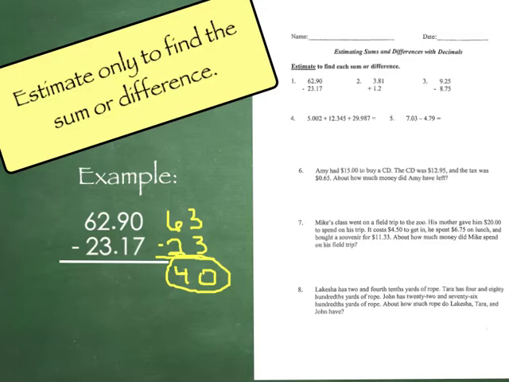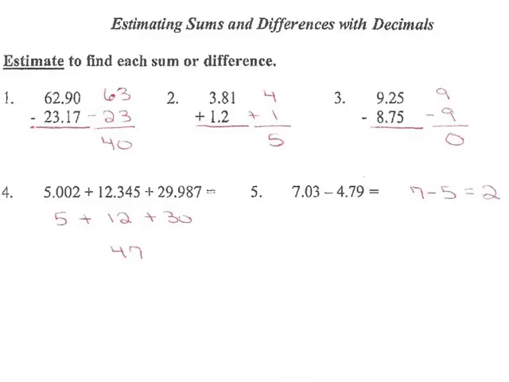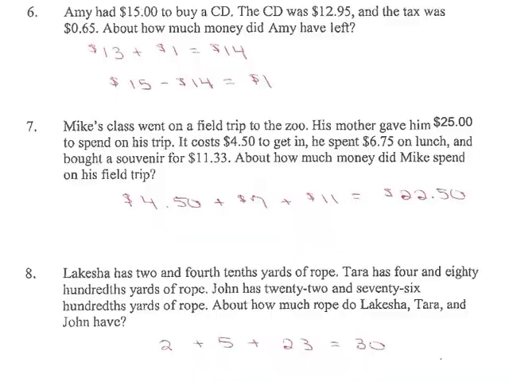Now at this time I would like for you to complete problems 2 through 8 on your own. Please pause the video at this time to complete those problems. When you're ready to check your answers, press play. And here are the answers for the first 5 problems. Number 2 is 5, number 3 is 0, number 4 is 47, number 5 is 2. Number 6 is $1, number 7 is $22.50, number 8 is 30.